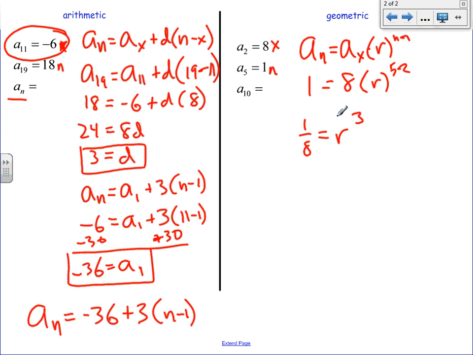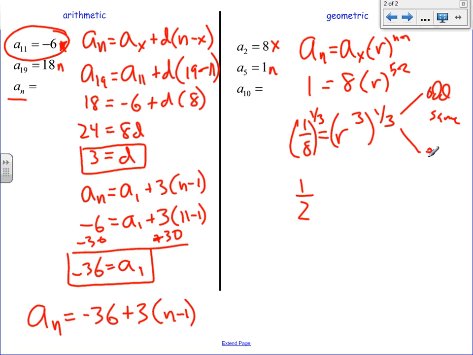So again, how do we get rid of that? On my calculator, if you want to do it, I'm going to raise both sides to the 1/3 power. And what's the cube root of 1/8? Well, that's simply 1/2. Being that it's odd, we keep the sign. I'll put a little note here: if this is odd, then we keep the same sign. If this was even, then you have to do plus or minus because it could go either way. So keep that in mind as well. So 1/2 is equal to r.